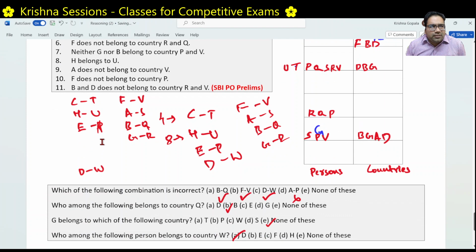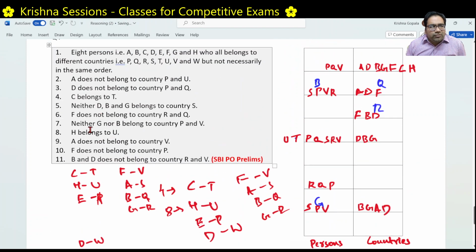See, this is an easy problem. We just need to write all the given information in one relevant format. Then it becomes very easy for us. We should not lose marks in these kinds of easy problems.